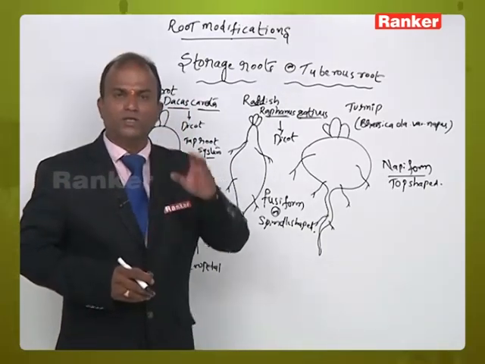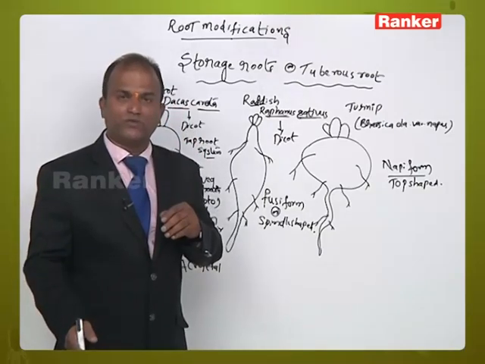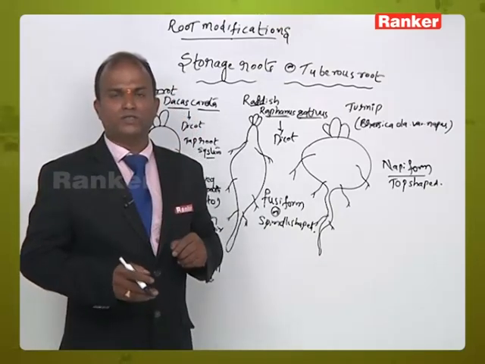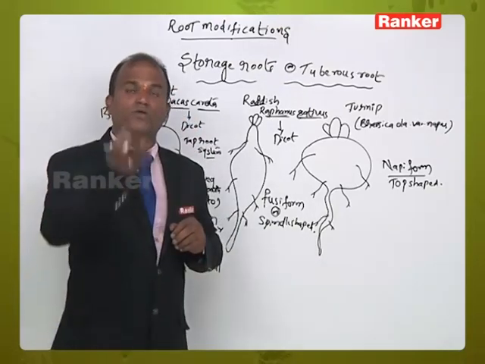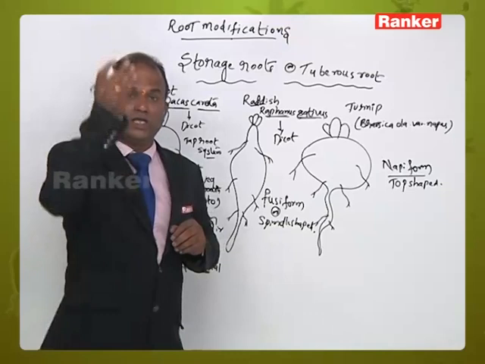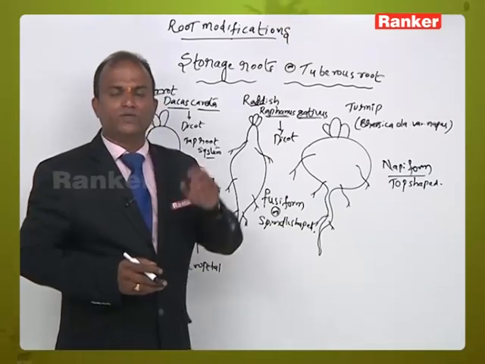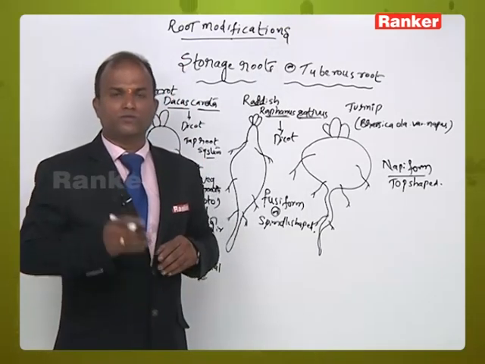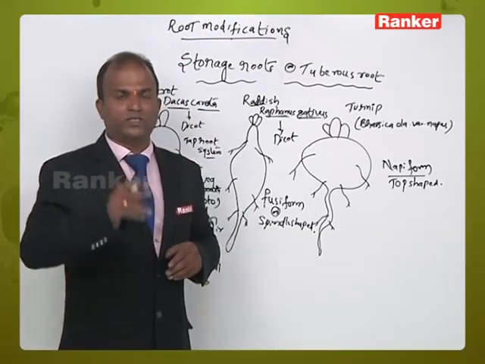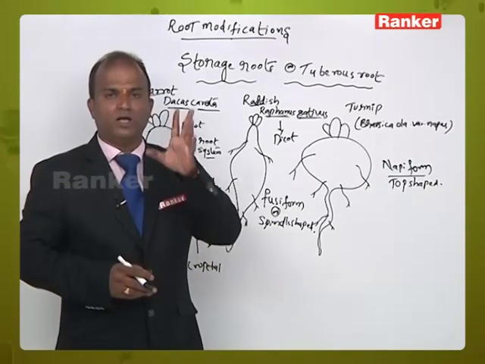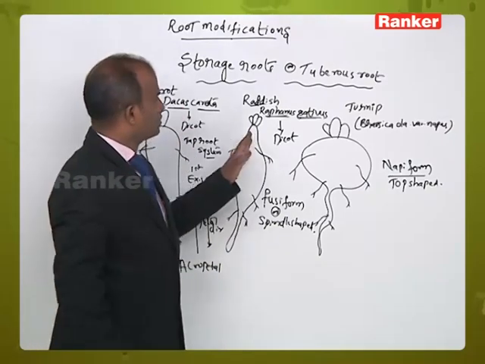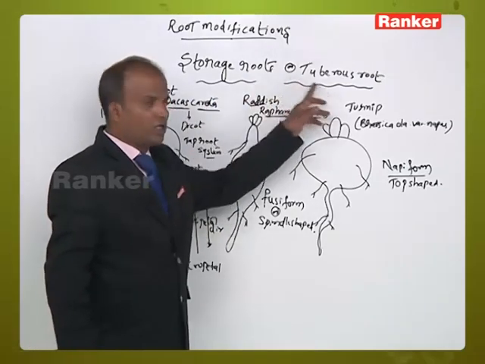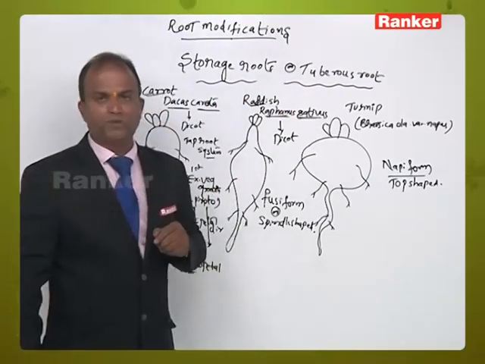Why? Because during the second year, the reserved food materials which were stored in the root during the first year move in the upward, acropetal direction and are utilized for the production of fruits and seeds. So if they are harvested at the end of the second year, the farmer will be the loser. This is about storage roots or tuberous roots, and the remaining examples are also present.